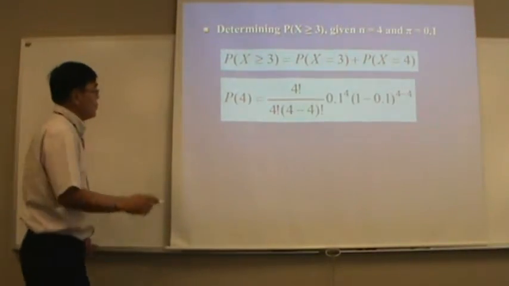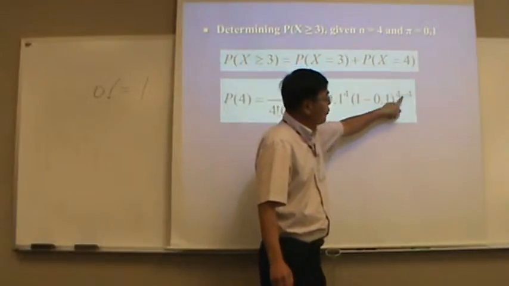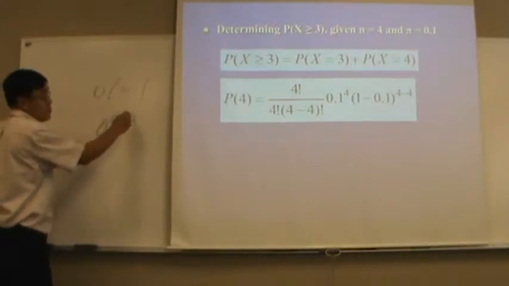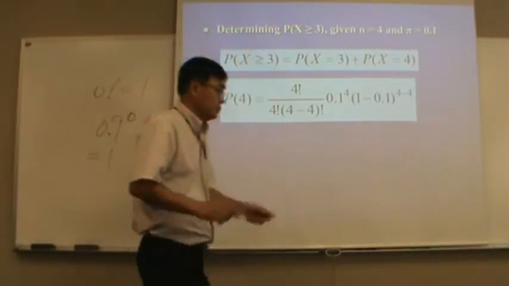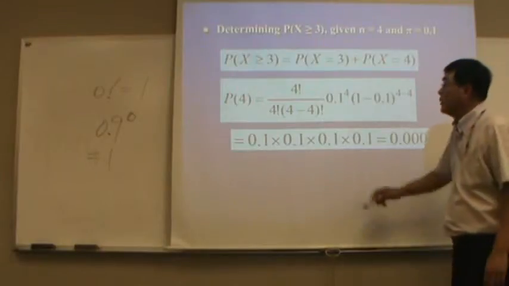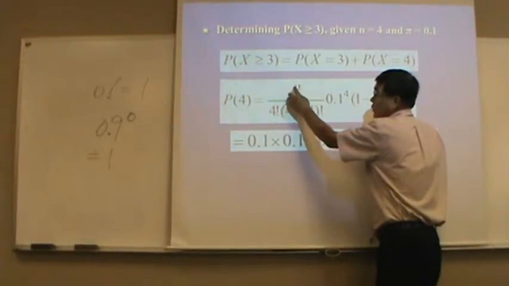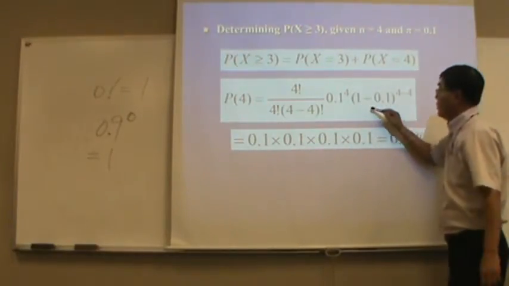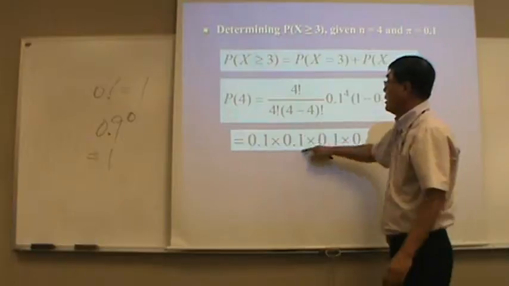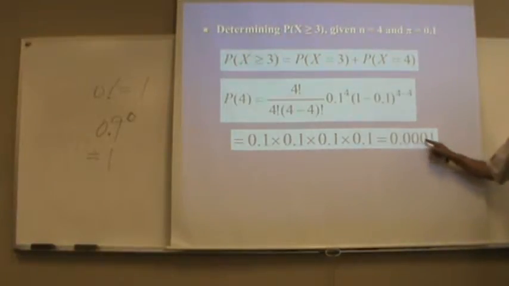4 minus 4 is 0, and 0 factorial equals 1. 1 minus 0.1 is 0.9, to the power of 4 minus 4, which is 0, so it will be 1. So 0.1, 0.1, 0.1, 0.1, and the 4 factorials cancel. 0.9 to the 0 power is 1, 0 factorial is 1, so 1 and 1, 0.1 times 0.1 times 0.1 times 0.1, that is 0.0001, 0.01%.